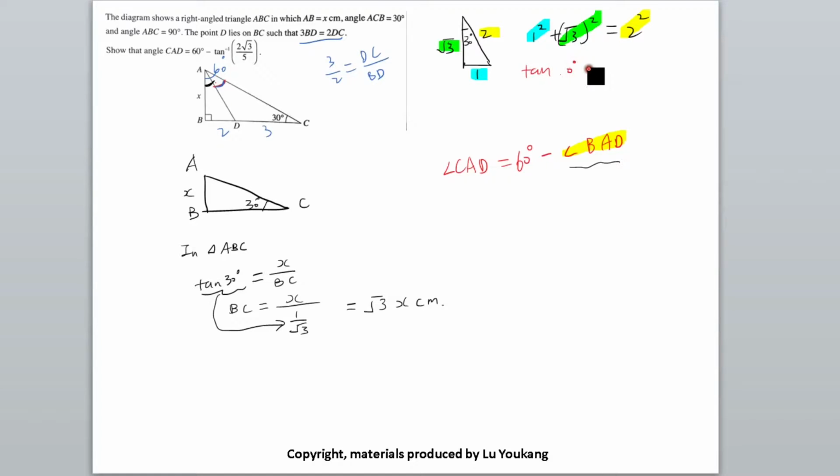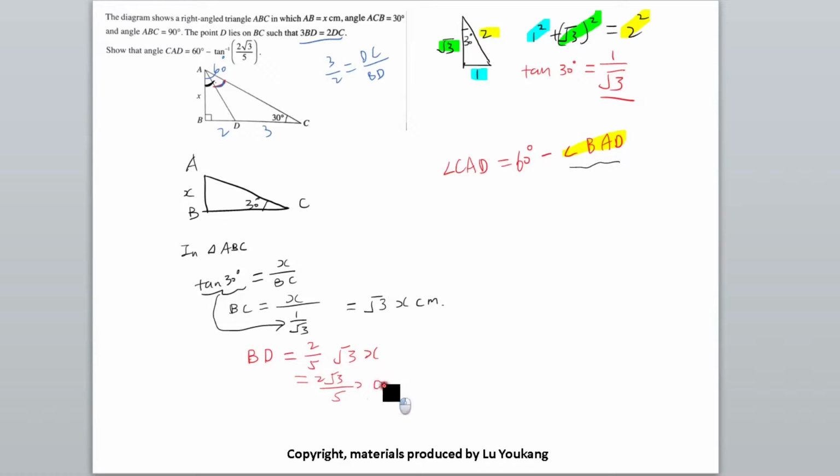This Pythagoras theorem equation is valid. Therefore, tangent 30 degrees is opposite over your adjacent. Therefore, it's 1 over square root 3. That's why tangent 30 degrees gives you 1 over square root 3. So I have found BC here. So if I know BC, BD is actually 2/5 of square root 3 x because of the ratio above.